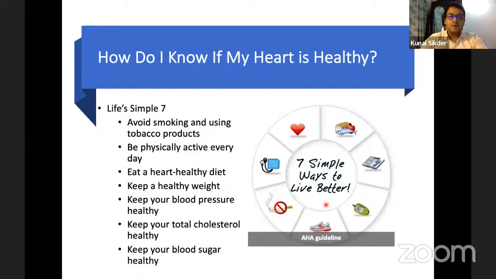So how do I know if my heart is healthy? Whatever I talked about so far, in a nutshell, is life's simple 7 factors you need to consider. Avoid smoking or using any kind of tobacco products. Be physically active every day, every single day. Eat a heart healthy diet, keep a healthy weight, and keep your blood pressure healthy, cholesterol healthy, and also the blood sugar healthy. So these 7 factors are very, very important to keep your heart healthy.